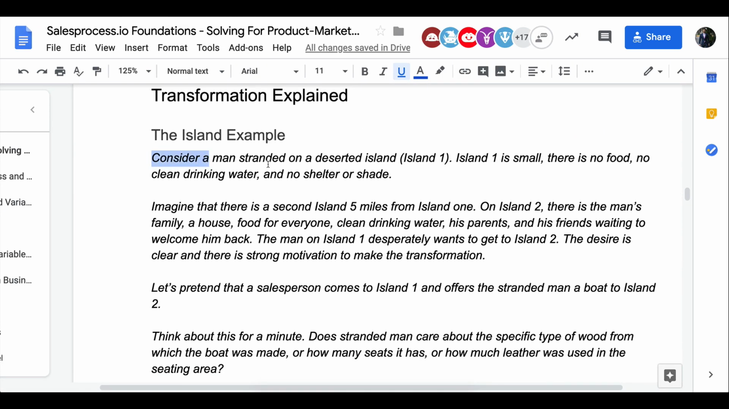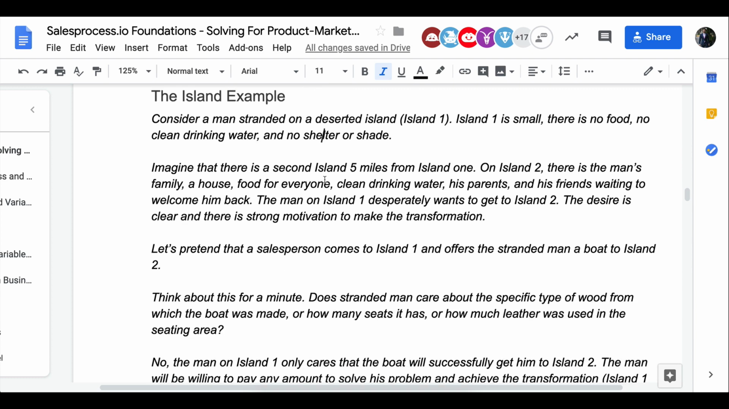So let's consider a man stranded on an island. Island number one is small. There's no food. There's no clean drinking water. There's no shelter or shade. Now imagine there's a second island 5 miles away from island one, and we'll call this island, island two. On island two, there's the man's family. There's a house for everyone. There's clean drinking water, his parents, his friends. It's just a party.